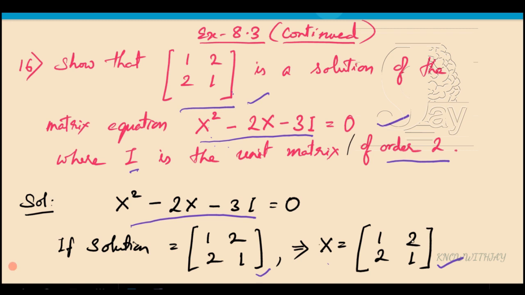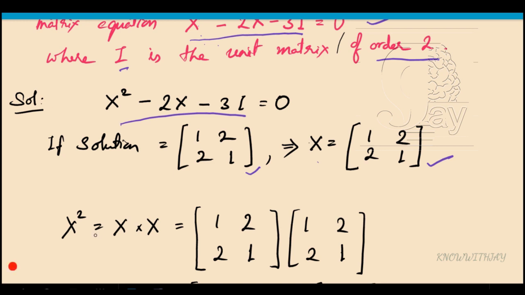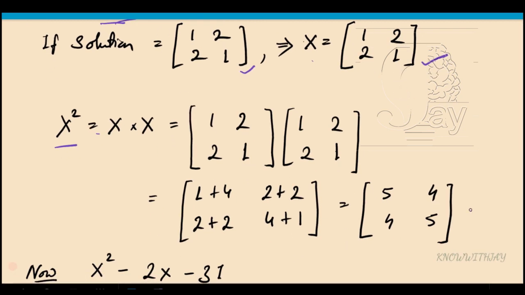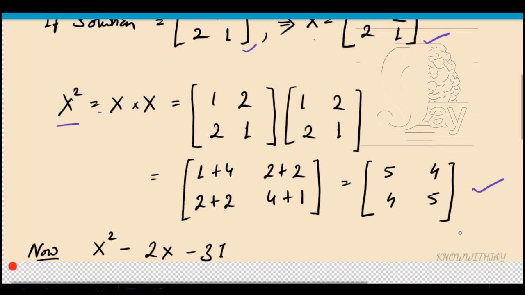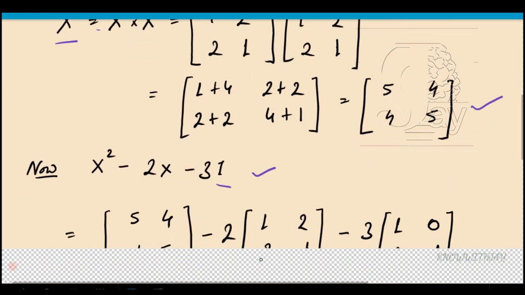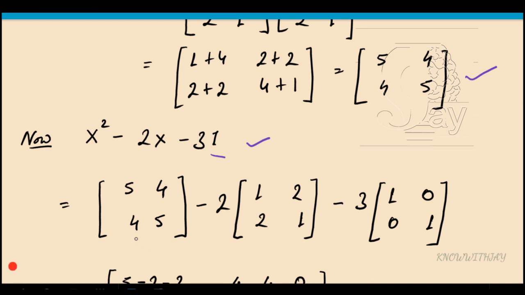Now when you put this into the equation, the left hand side should be equal to the right hand side. In the left hand side we have X squared, so it's better to calculate X squared separately. You know how to multiply the two matrices. So after multiplying we get X squared equals [5 4; 4 5]. Now we have X squared minus 2X minus 3I, and the order of the matrix I is 2. So writing all the matrices, this is X squared minus 2 times X minus 3I.